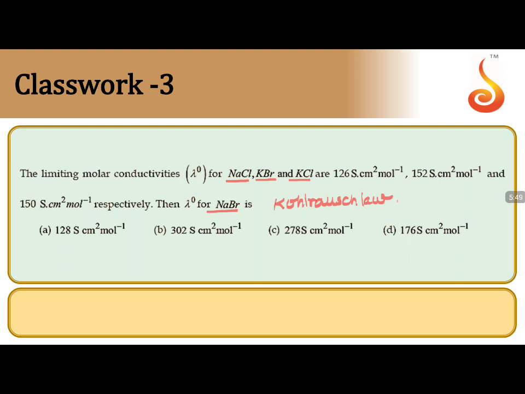So for this particular one, we will be taking this concept in such a way going forward. Lambda naught value for NaBr they are asking you, and they have given you lambda naught NaCl, lambda naught KBr, and lambda naught KCl. According to our concept, whichever is having a common ion should be added. Na is a part of NaBr, so it is positive. Br is a part of NaBr, so this is also positive. But KCl, none of these elements are part of NaBr, so this is taken as negative.